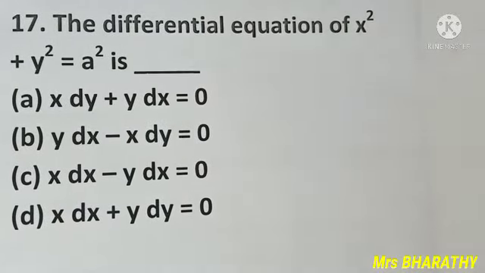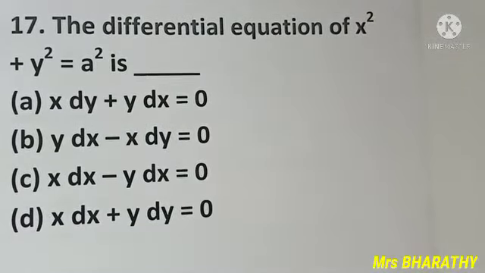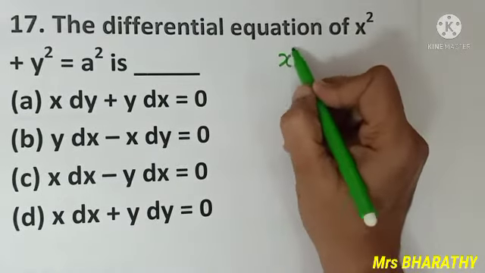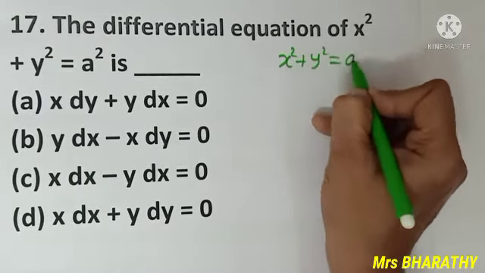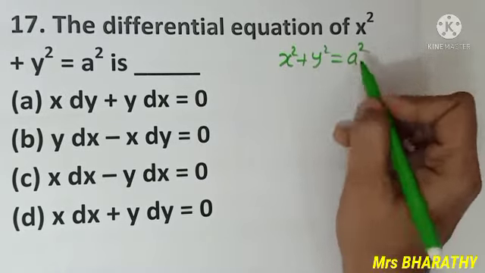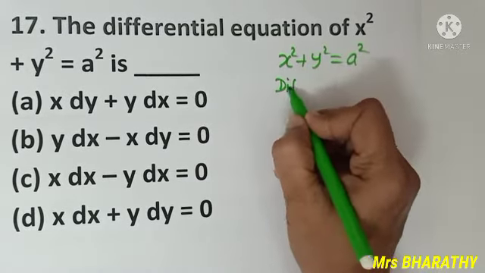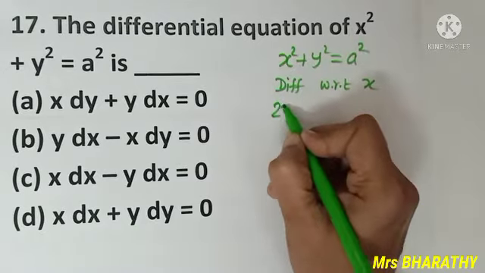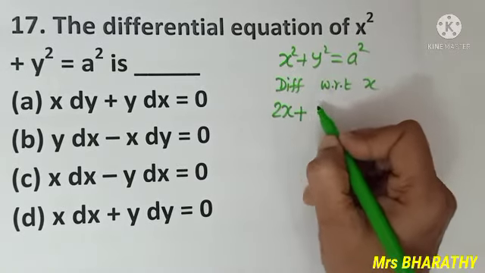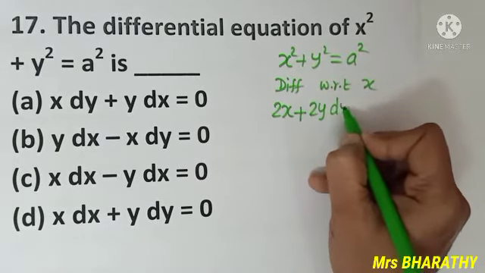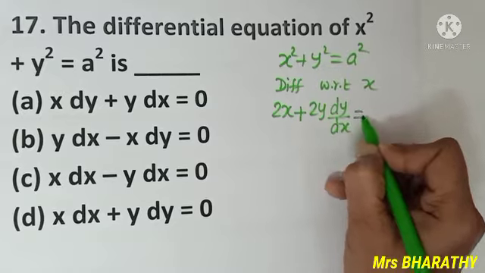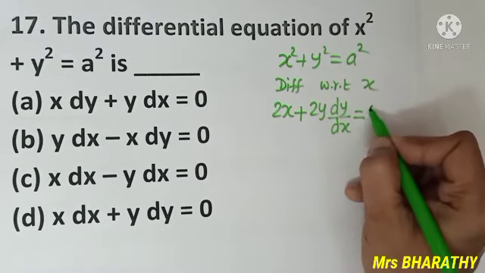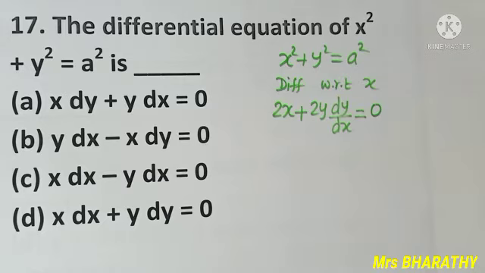Question number 17. The differential equation of x square plus y square equal to a square. Here there is a single constant. Let us differentiate with respect to x. X square becomes 2x, y square becomes 2y dy by dx. RHS is purely a constant. As I differentiate, it becomes 0.